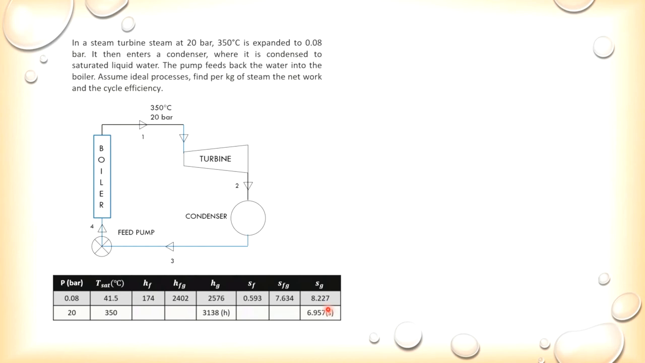So this is a table that I prepared. Based on pressure 0.08, the saturation temperature is 41.5, and these are the relevant data that have been written down here. The second one is based on 20 bar, and I didn't put in everything, only the necessary stuff. This is enthalpy, not Hg anymore, because at 20 bar and 350 it is superheated. I put it in this form here, 3138 for the H at this temperature and pressure. That means here we are referring to superheated, so I don't have HF, HFG or Hg. Straight away the enthalpy is 3138 and the entropy S is 6.957.